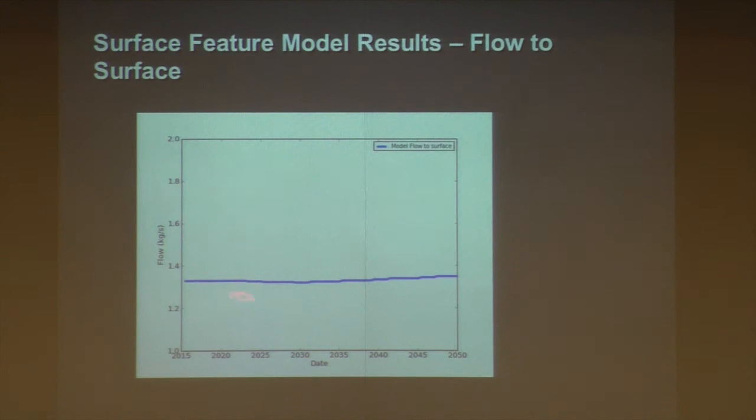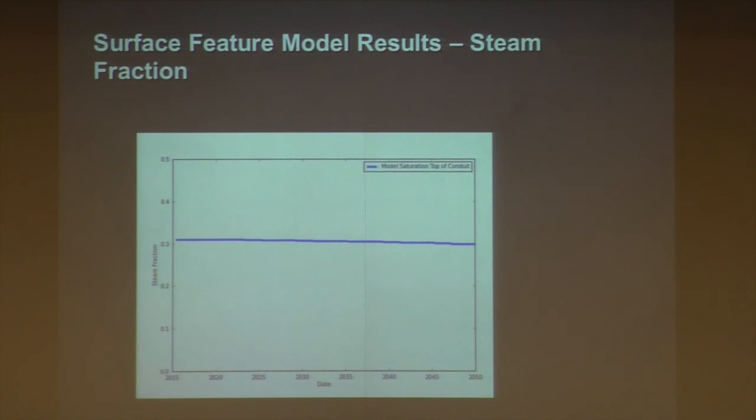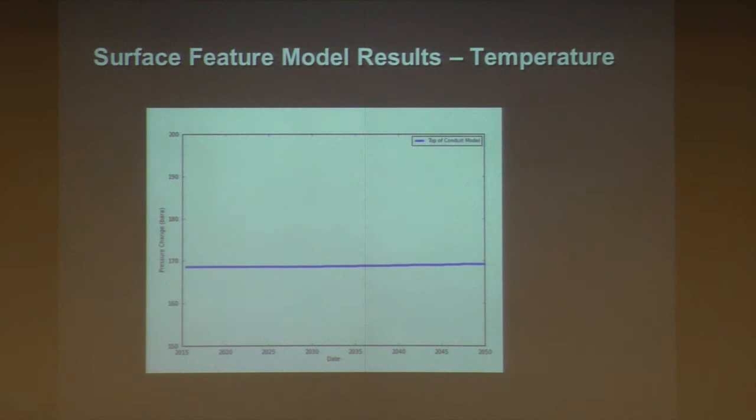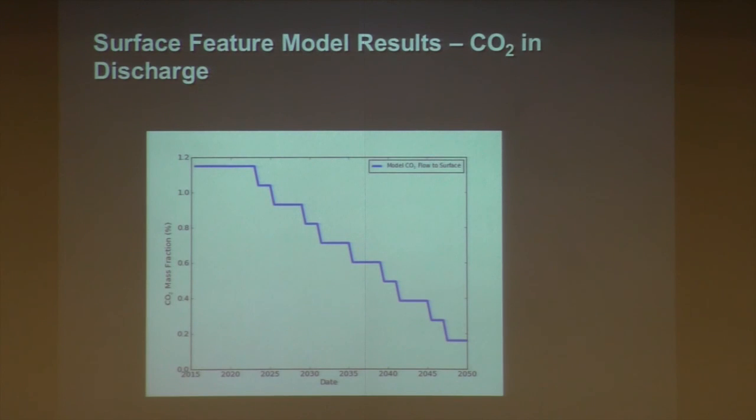Basically, it means there's almost no change in the flow to the surface. There's no change in the amount of steam in that flow, and there's no change in the temperature. But where we do see a change, we see a change in the CO2 content. So as we degas the reservoir, the fluid that will appear at the surface will also show reductions in gas content. So overall, the model is demonstrating that the impact on the springs will be minor, with the only impact possibly being a change in chemistry related to the change in gas.